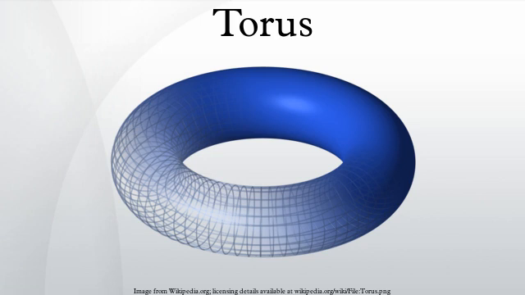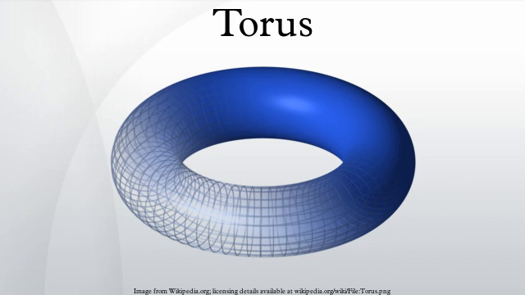The classification theorem for surfaces states that every compact connected surface is topologically equivalent to A, the sphere, or B, the n-fold torus with n greater than 0, or C, the connected sum of n projective planes with n greater than 0.